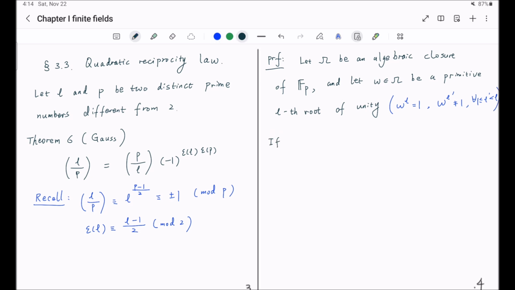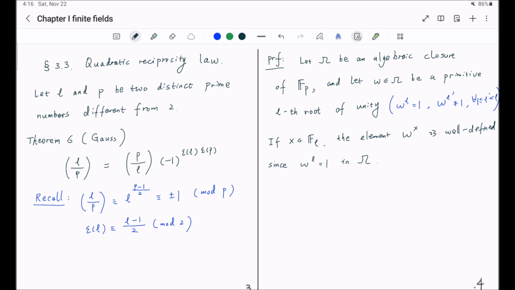Now if x lives in Fl, the finite field with L elements, so you should notice the difference between these two. This is Fp and this is Fl. And this little omega is a primitive Lth root of unity. The element omega to the power x is well defined, since omega to the power L is equal to 1 in omega. And this omega is an algebraic closure of Fp. So it is safe to identify this element in the finite field with the integer modulo L.